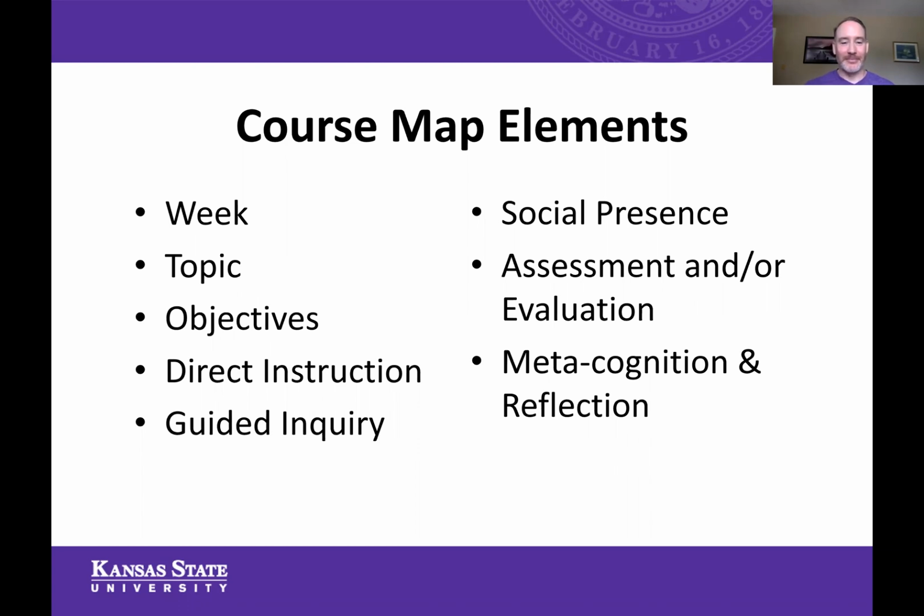Okay, so we wanted to also walk you through each of the different elements of a course map. So you would start with just the week that you're mapping out, and this is going to be on a kind of matrix or table. So your weeks are going to run down the side as rows in your table, and then each of these other areas are going to be across the top in your columns. And again, we'll show you some examples in just a few minutes.